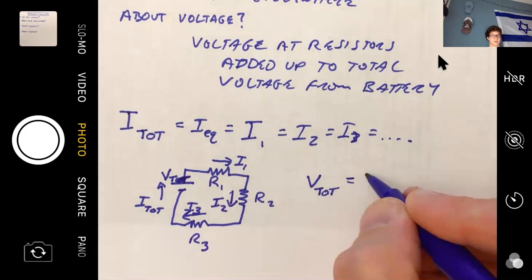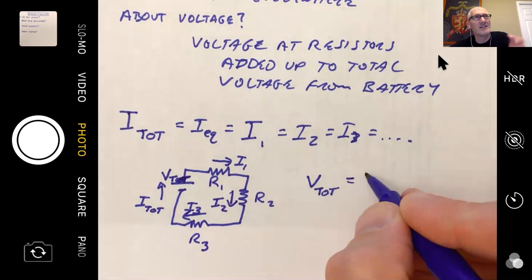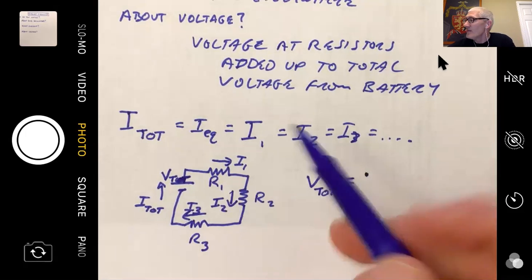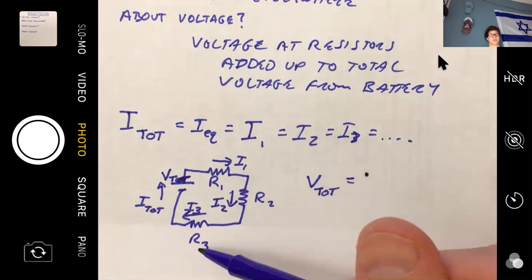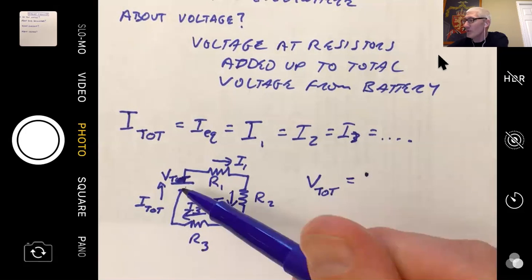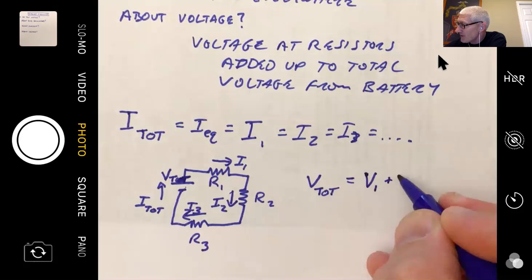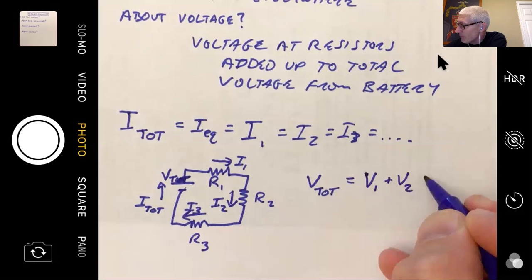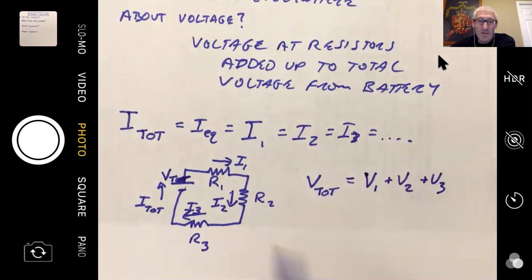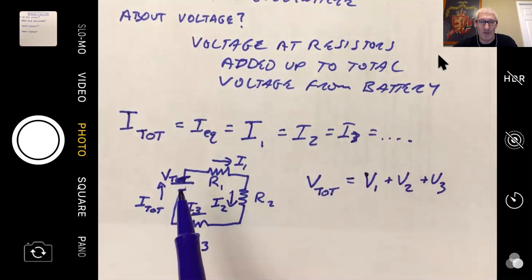These three voltages, just the initial voltage? Yeah, the total voltage. That's exactly right. Nicely done. I'm trying to write this as a little bit of a mathematical formula. So whatever voltage I have at resistor 1, plus whatever voltage I have at resistor 2, plus whatever voltage I have at resistor 3 has to add up to the total voltage.